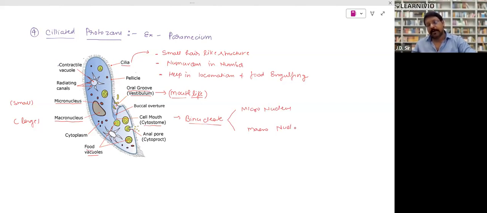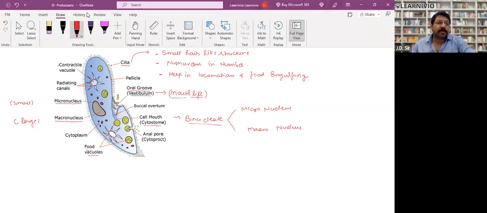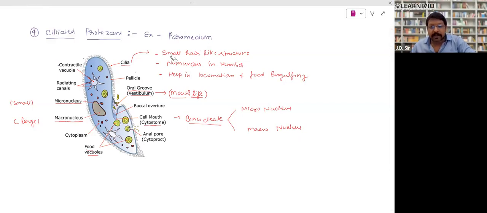Is it legible for you people? Or should I write more clearly? Can you write a bit more clearly, please? Okay, fine. So keep on telling me, is that legible? This upper one, this small hair-like structure? Yes. Okay.